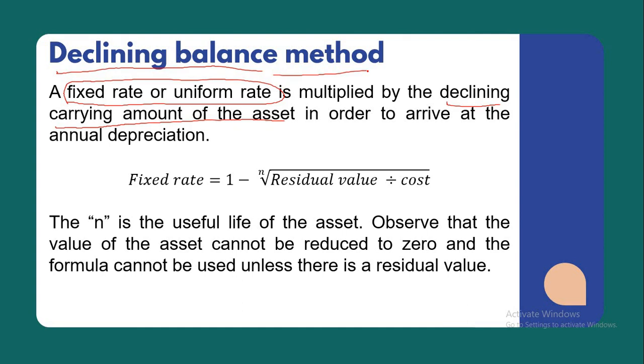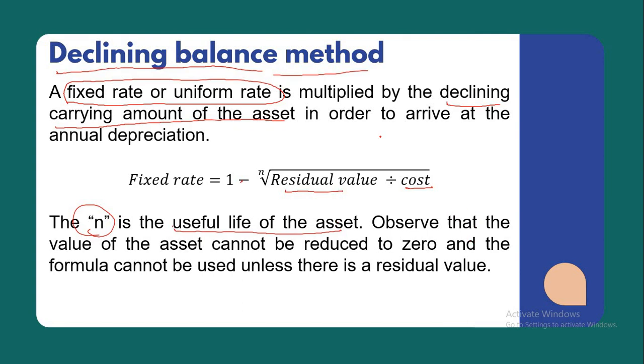Fixed rate is equal to 1 minus the nth root of the residual value divided by cost. Okay? So you divide the residual value by the cost and take the nth root of it. Now, the N here represents the useful life of the asset.